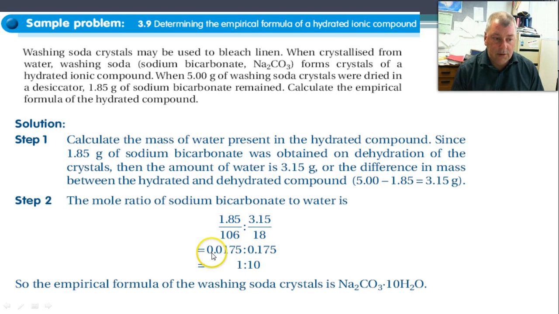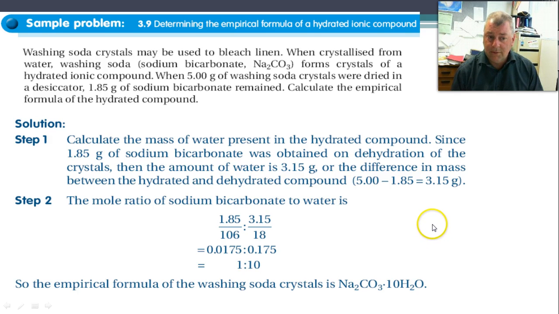And that gives us a ratio of 0.0175 to 0.175, and we might recognise offhand that that is the ratio of 1 to 10. Now if we couldn't recognise that straight off, what you would do is divide the larger number by the smaller number, and that would give you the multiplier here. And that tells us that for every 1 sodium bicarbonate we need 10 waters. And that means we can write the chemical formula as Na2CO3·10H2O. And that's the formula for hydrated sodium bicarbonate.